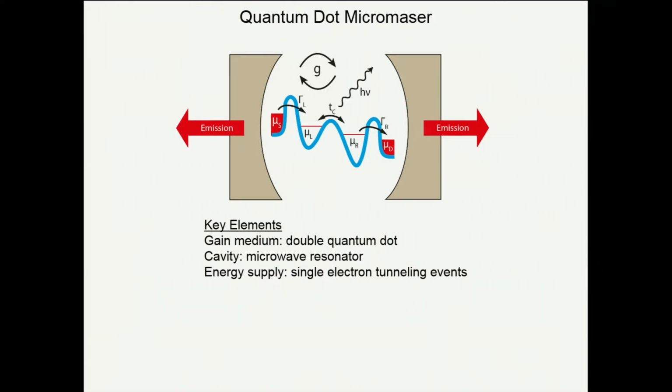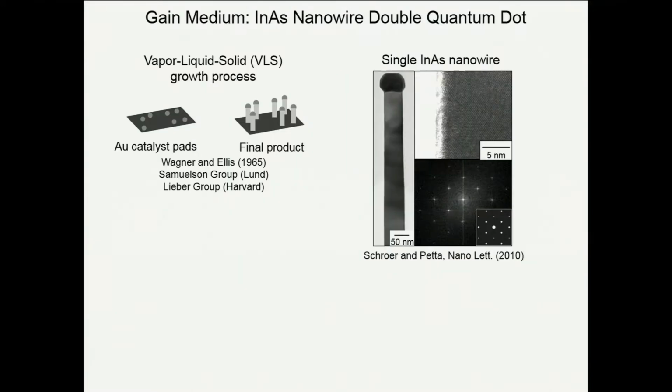And the way that we're going to pump our system and create the population inversion that's required for stimulated emission is we're going to take this double well potential, hook it up to source and drain electrodes, and basically apply a bias voltage across the device so that electrons will tunnel through this double well potential via sequential single electron tunneling. And the question is, can we get light out of one of these tunneling events, and pump up the cavity field through these tunneling processes? So our gain medium in these experiments is a double quantum dot.